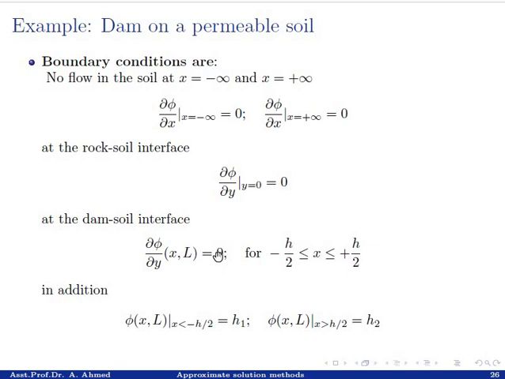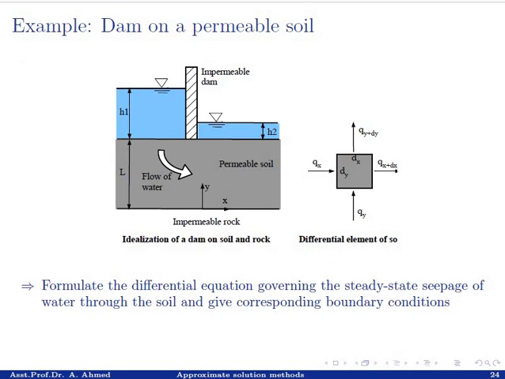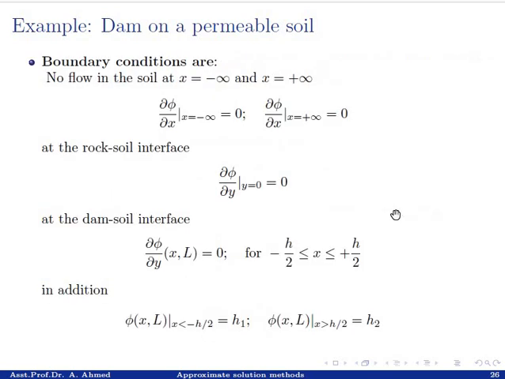Right? Now we have to supplement this differential equation with some other equations which define the boundary conditions. We know that there is no flow in the soil at x equal to minus infinity and plus infinity. So at this point and at this point, at x equal to minus and plus infinity, there is no flow into the soil. So the change in potential with respect to x evaluated at x equal to minus infinity and plus infinity must be equal to 0.